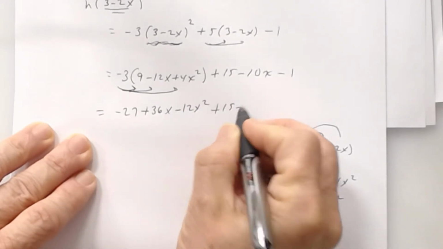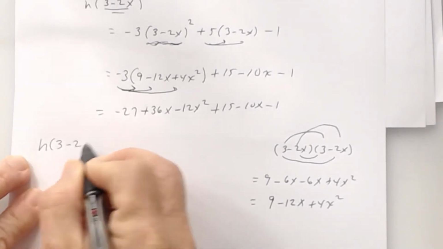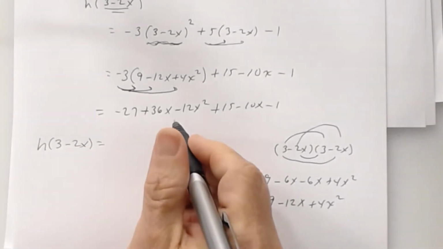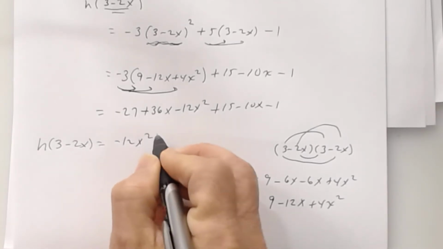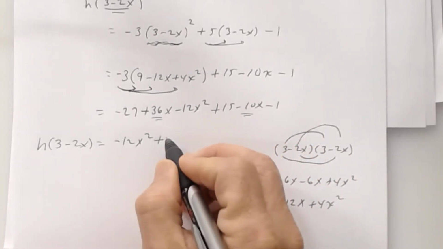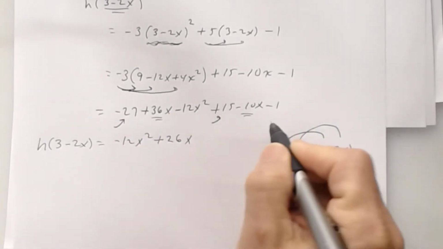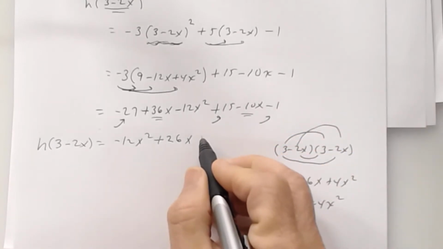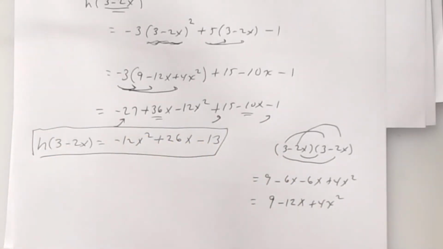Okay, and then rewrite everything else over. And so therefore, h of 3 minus 2x is going to equal, and let's just put it in descending order. So put the x squared first. What are you going to write? Negative 12x squared. Now add the x's. 36x and a negative 10x is 26x. Now your constants, a negative 27, a positive 15, and a negative 1 is minus 13. Okay, so that is evaluating functions.